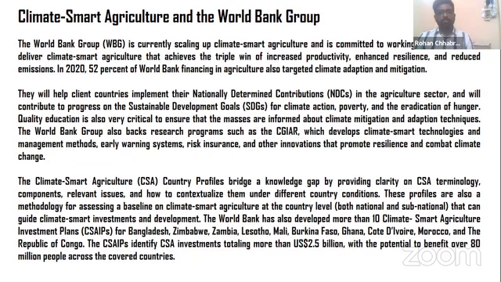Climate smart agriculture country profiles bridge a knowledge gap by providing clarity on CSA terminology, components, relevant issues and how to contextualize them under different country conditions, or basically climatic conditions. These profiles are also a methodology for assessing a baseline on climate smart agriculture at the country level, both national and subnational, that can guide climate smart investments and development. There are numerous projects under development by the World Bank, and approximately 2.5 billion US dollars have been invested with the potential to benefit over 80 million people across these countries.